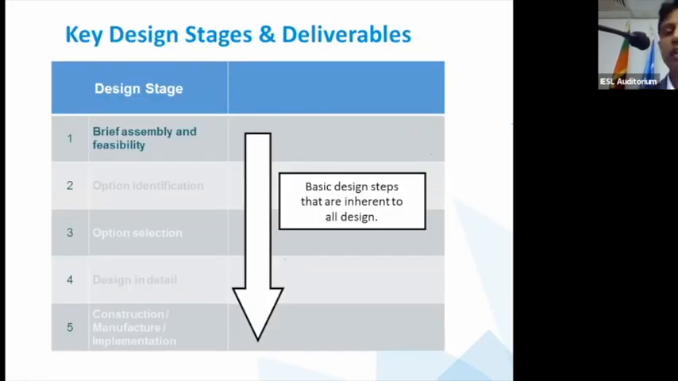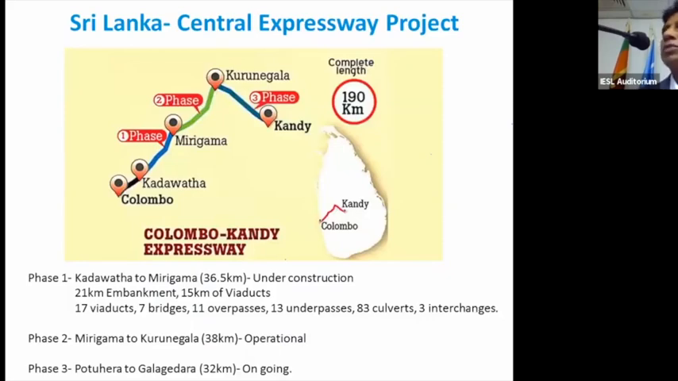So what I'm going to do right now is, we went through that high-level process, and of course we'll take an example and explore this a little bit more. This is the Central Expressway project. I'm sure most of you know about it. We have a few phases: phase 1, phase 2, phase 3. Phase 2 is Mirigama to Kurunegala, which is operational. If you travel, you can see it's a nice structure built by the local contractors. When I was working for Marga, I was supporting the design team in Section D.